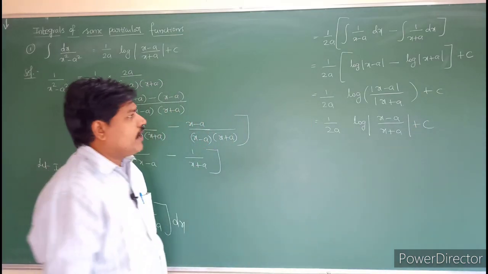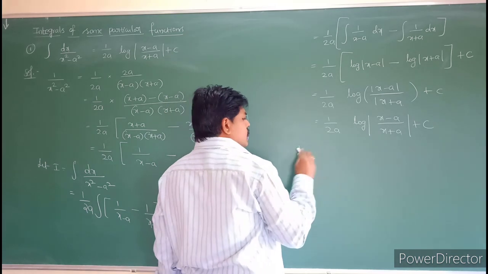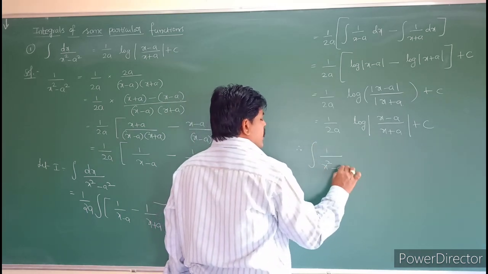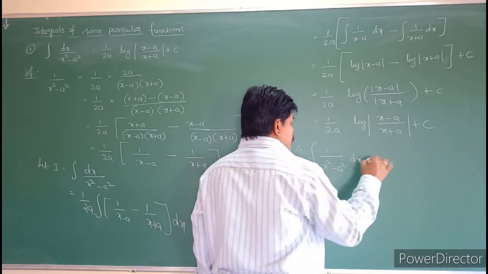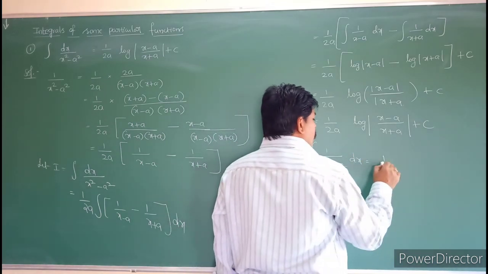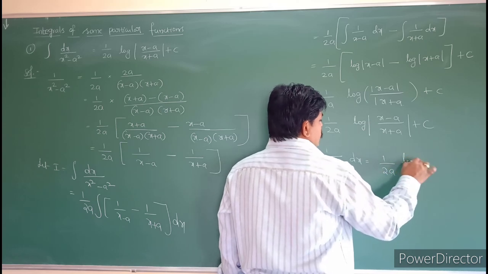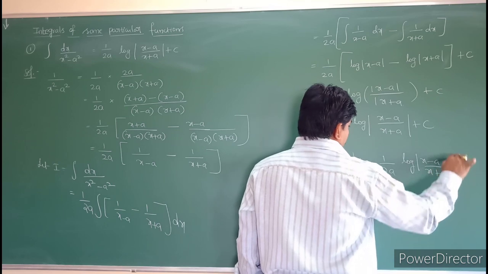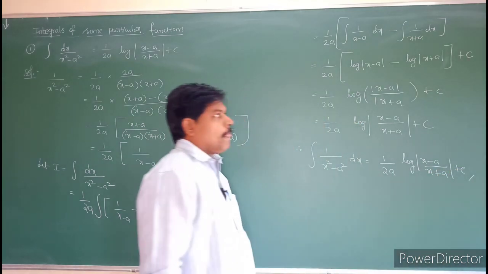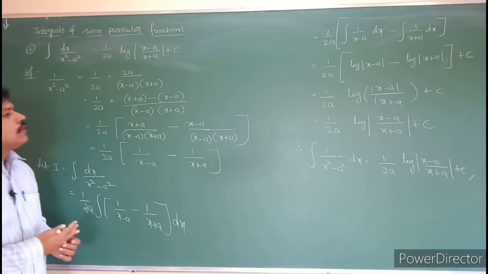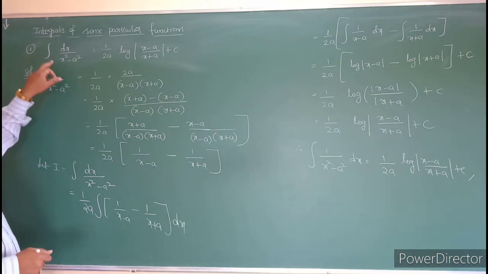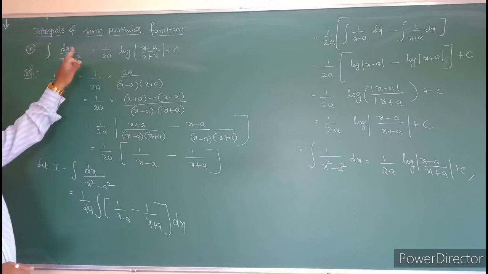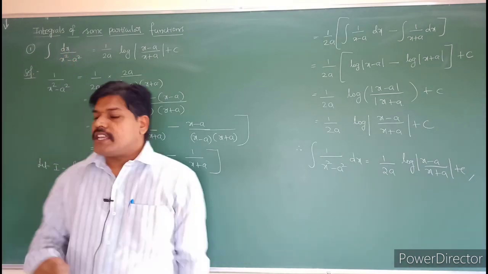So therefore we can declare that the integral of 1 by x square minus a square into dx, you can take it as 1 by 2a into log of mod x minus a by x plus a plus c. See that, students? So what is that question? The integral of dx by x square minus a square.